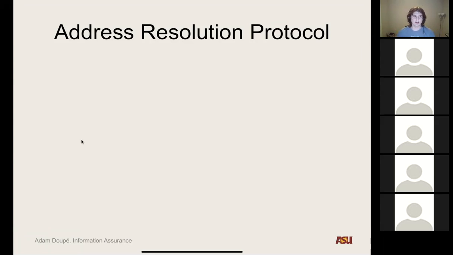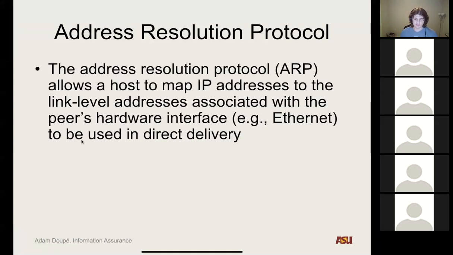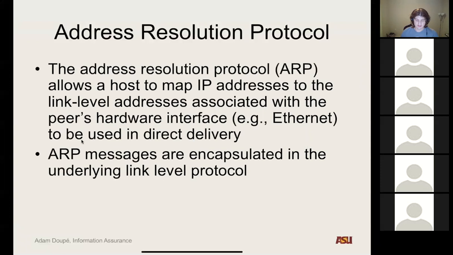So this is ARP, the Address Resolution Protocol. The idea is it allows a way to map IP addresses to link level addresses. Mainly when we think about this, it's Ethernet addresses. And this happens at the Ethernet level.